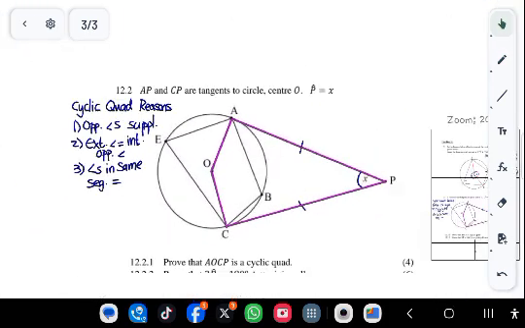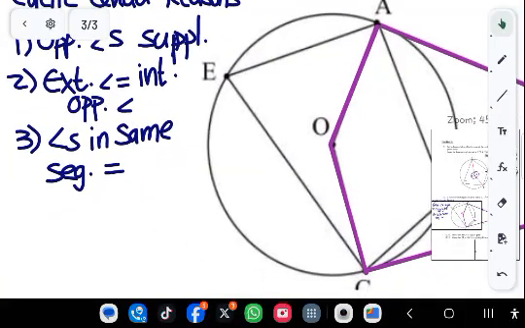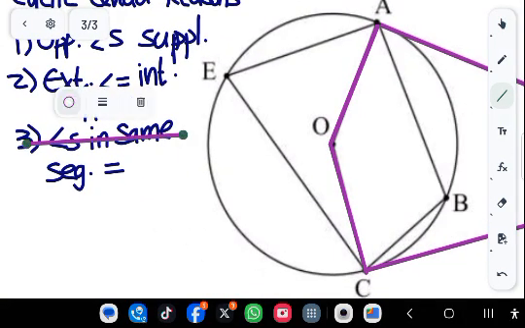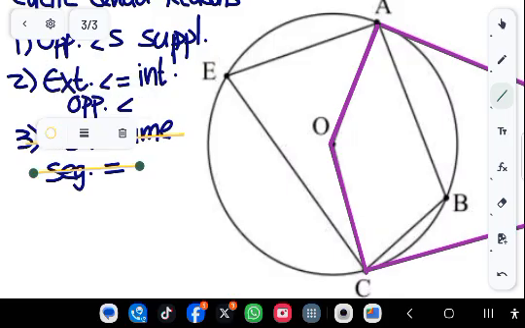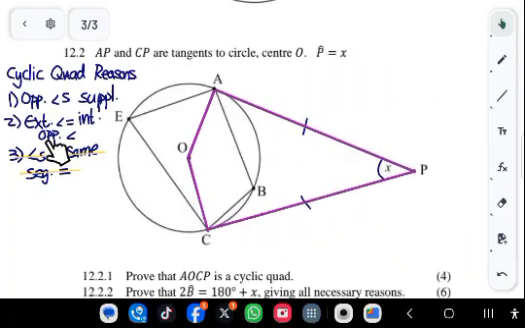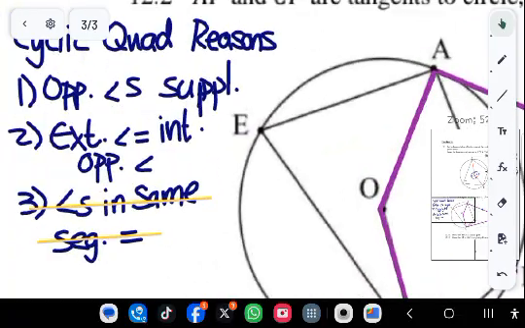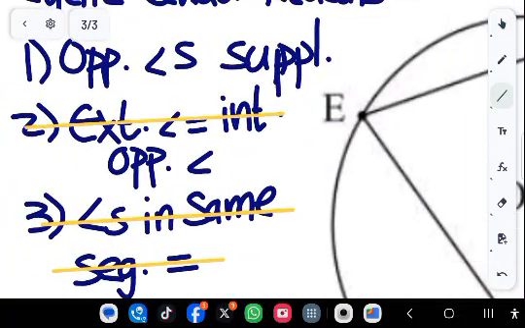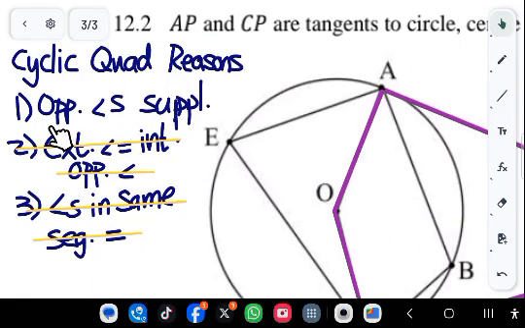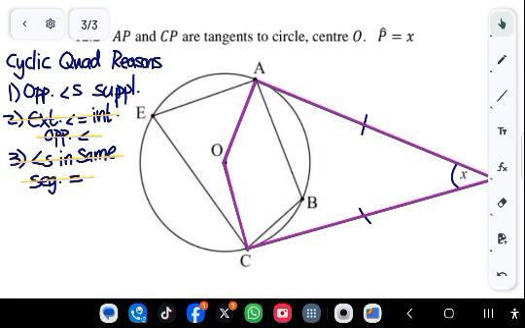For this one, we do not have angles in the same segment, so this one automatically falls away as a method we can use to prove. So let's eliminate this one. It's not going to work for this one. And then exterior angle equals interior opposite angle. We don't have the size of angles here, so we're not able to undoubtedly prove or show that. Now, the only option we have is to use opposite angles supplementary, meaning that they add up to 180 degrees. How do we then go about that?